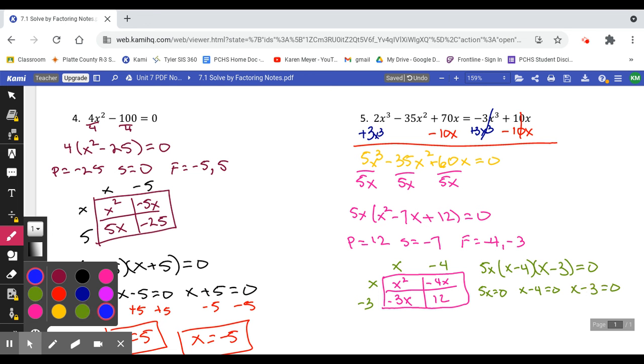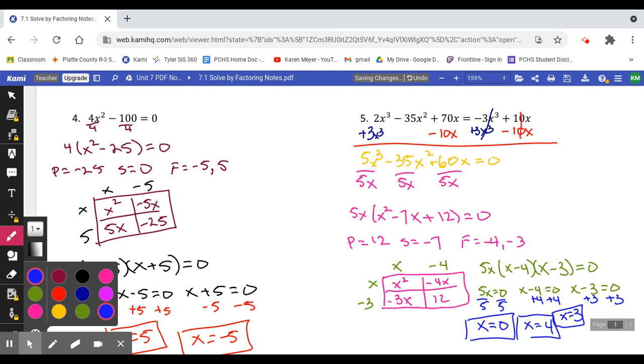This time, when you look at a GCF, it has an x with it. So if I want to get x by itself, we're going to divide by 5. And 0 divided by anything is 0. The next one, we're going to add 4. So x equals 4. And on the last one, we're going to add 3. So we get x to equal +3.